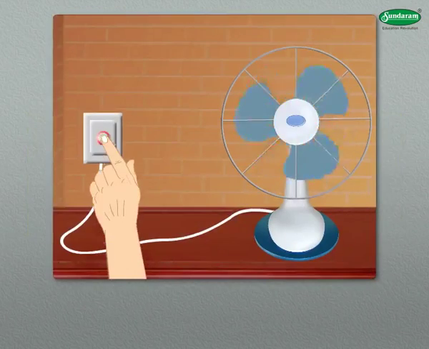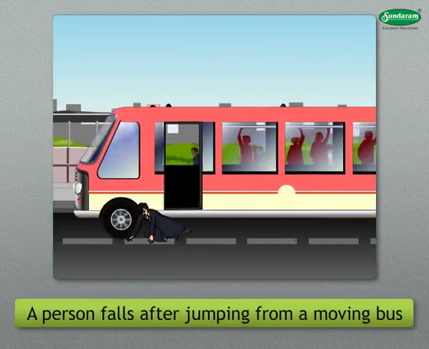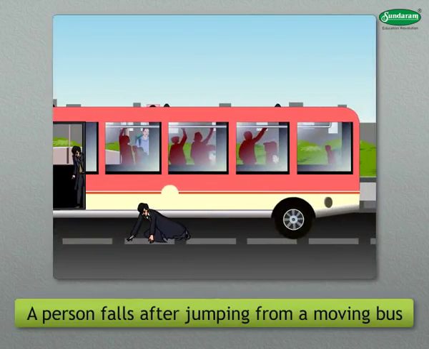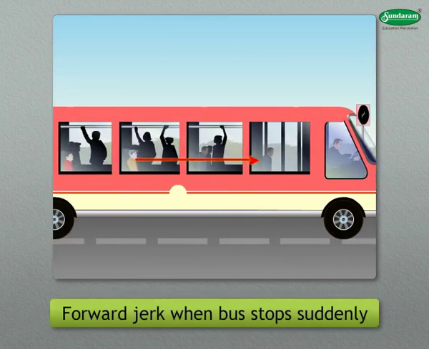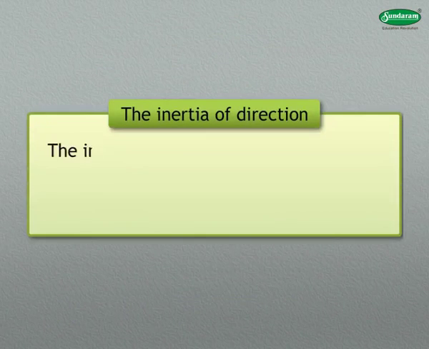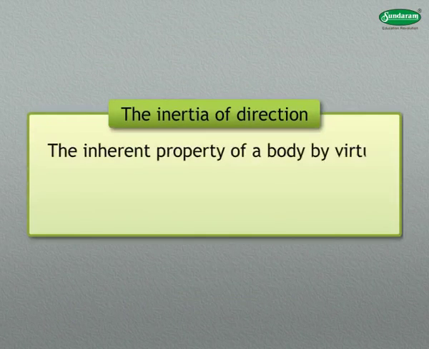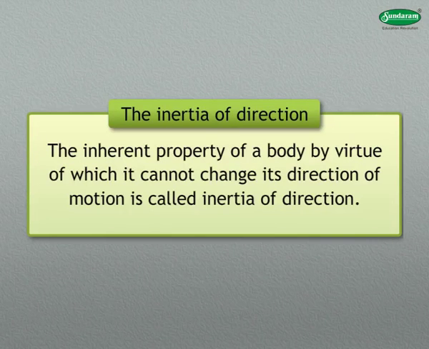When a rotating fan is switched off, it continues to rotate. A person falls when he jumps off from a moving bus. Passengers in a bus get a jerk in the forward direction when the bus stops suddenly. The third type of inertia is the inertia of direction. The inherent property of a body, by virtue of which it cannot change its direction of motion, is called inertia of direction. Let us see a few examples.